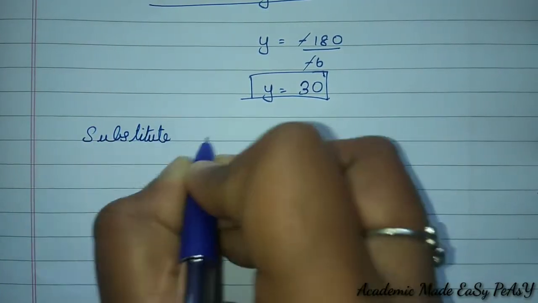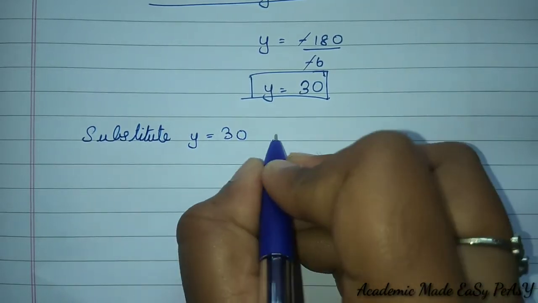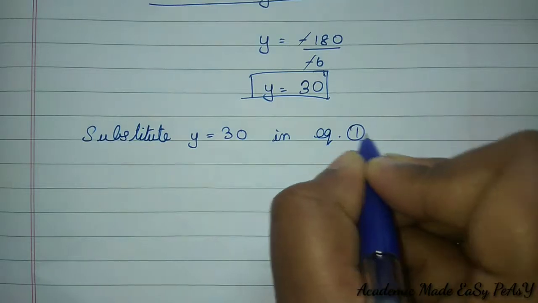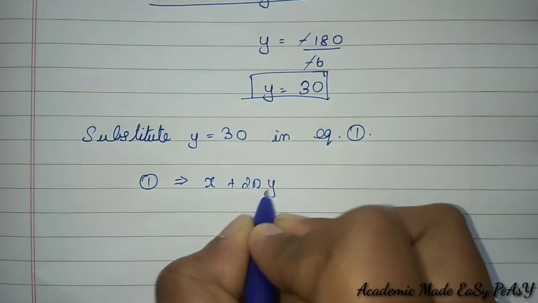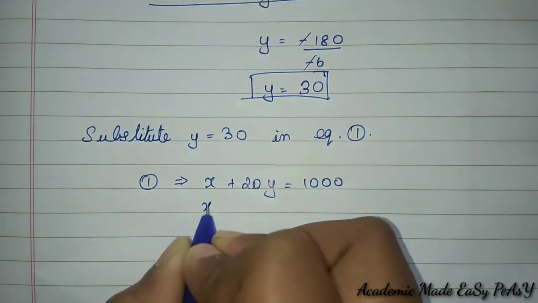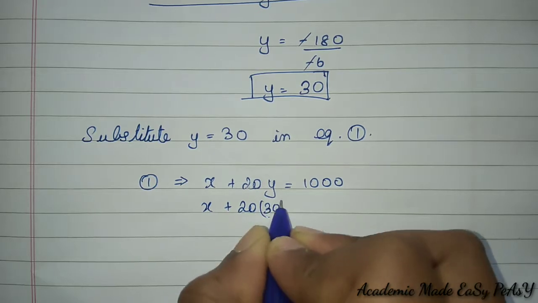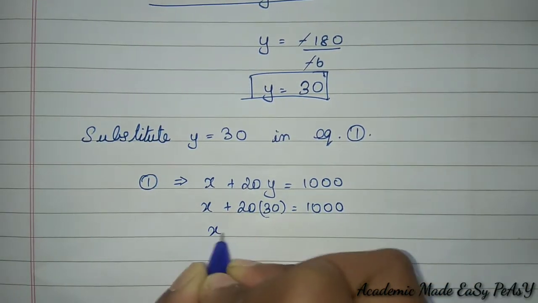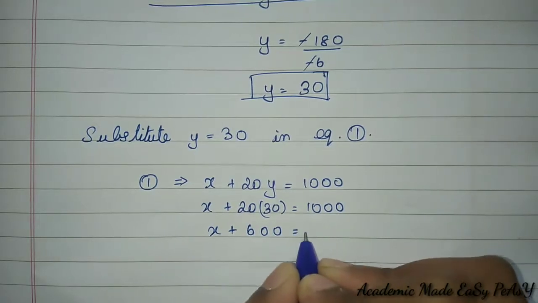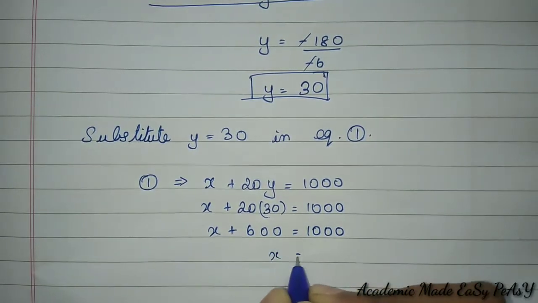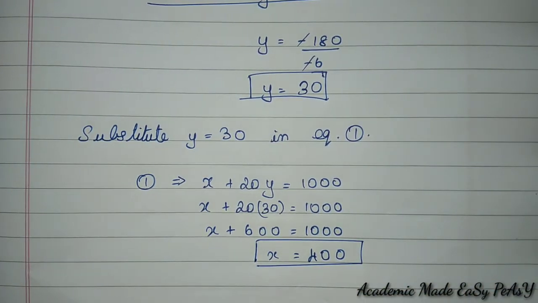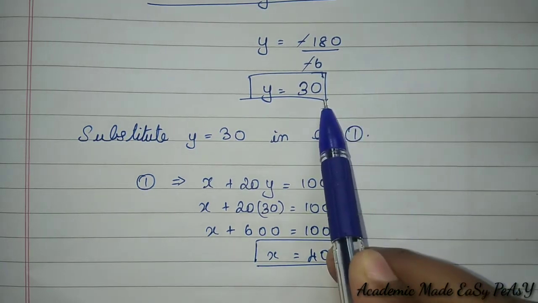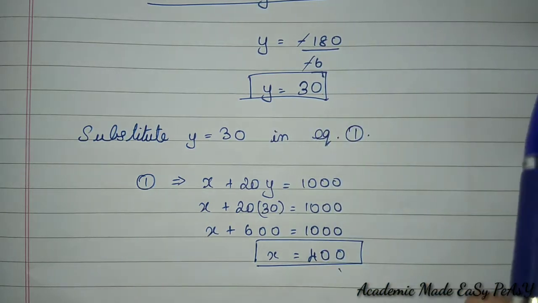Substitute y is equal to 30 in equation 1. So my equation 1 implies x plus 20y is equal to 1000. So x plus 20 into 30 is equal to 1000, and x plus 600 is equal to 1000. So x is equal to 400. So the value of x is 400. That is, the fixed charge is 400, and the cost per day for food is 30 rupees.